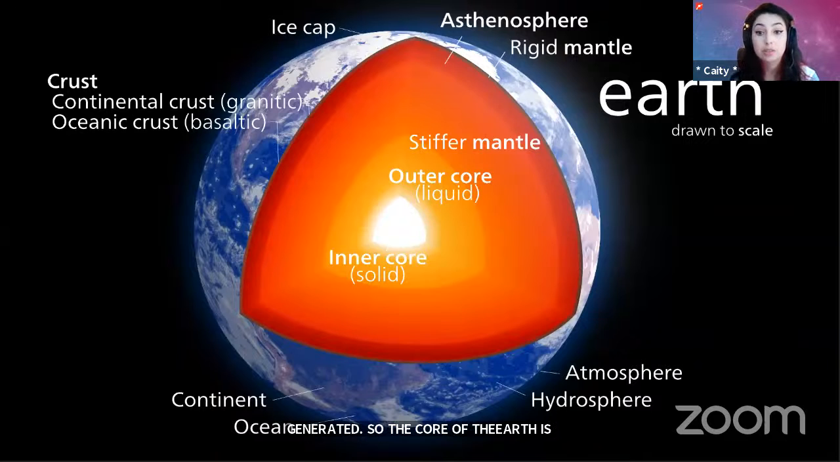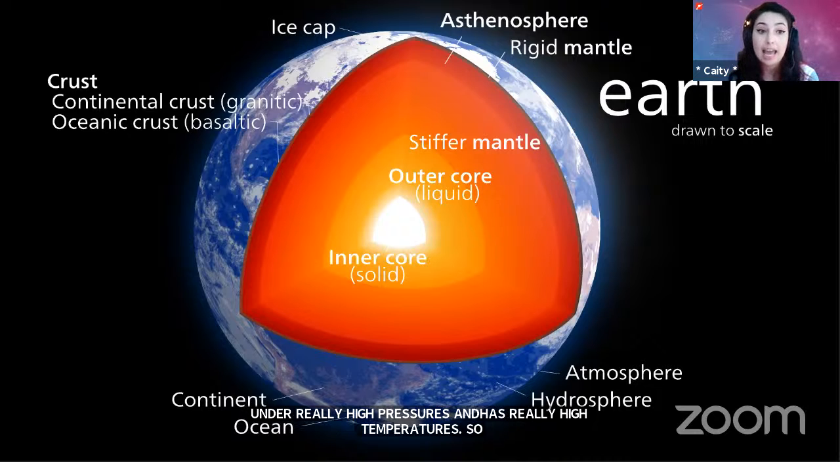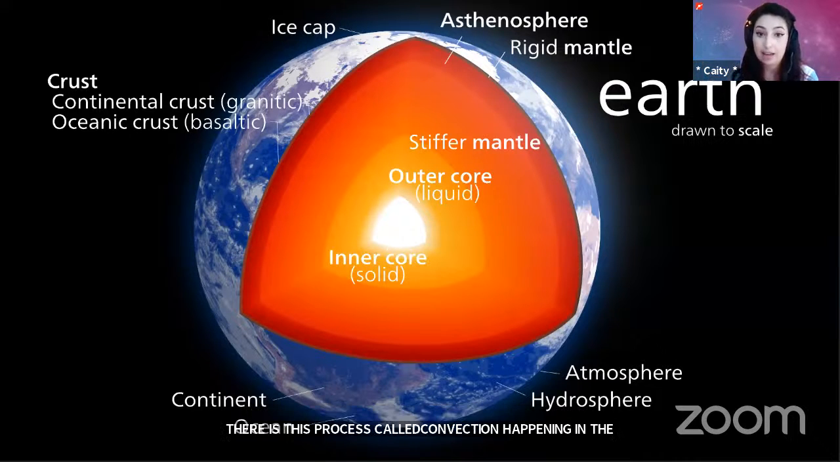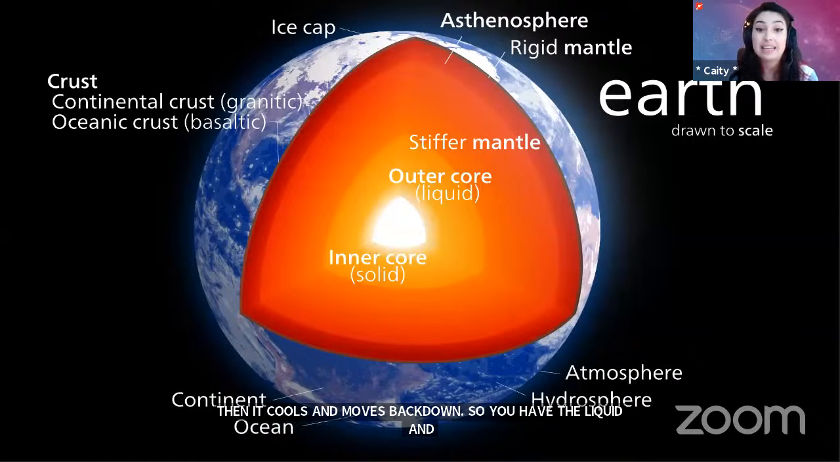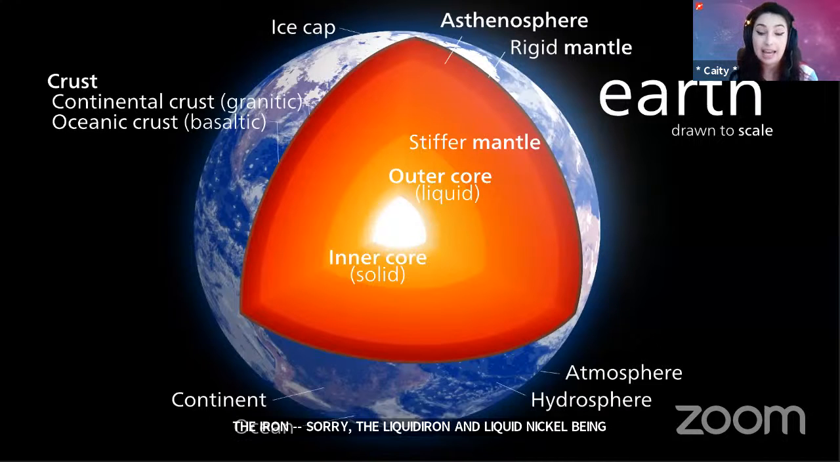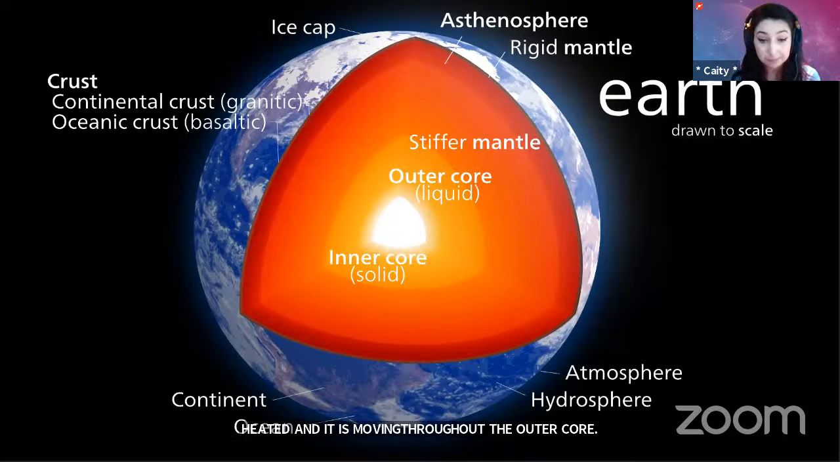And so there's this process called convection happening in the core of the Earth, where the material is heated and then it rises, and then it cools and moves back down. So you have the liquid iron and liquid nickel that's being heated, and it's moving throughout the outer core. And it's moving because of the heat source and also the fact that the Earth is spinning.